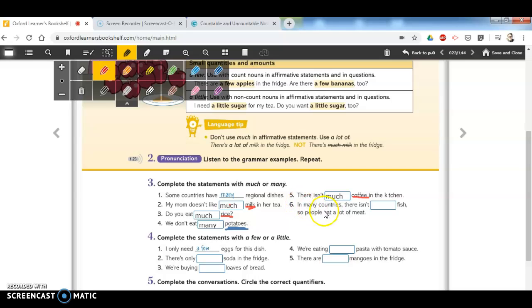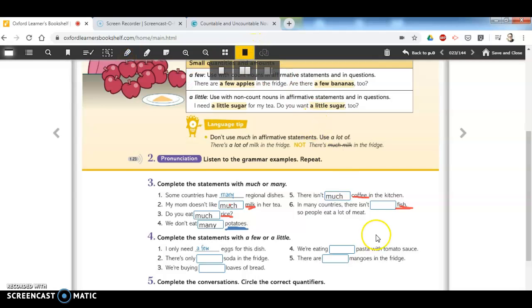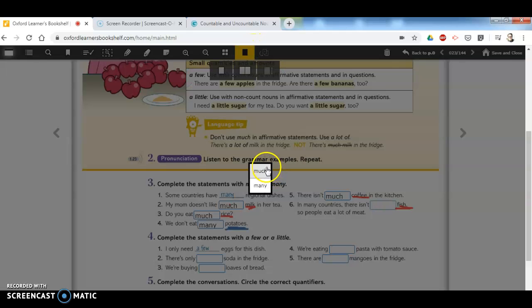Number 6 can be a little bit tricky. Let's see, in many countries, there isn't blank fish. So people eat a lot of meat. Okay. So in this case, the context is telling me, okay, fish is something singular. So I will be using much.